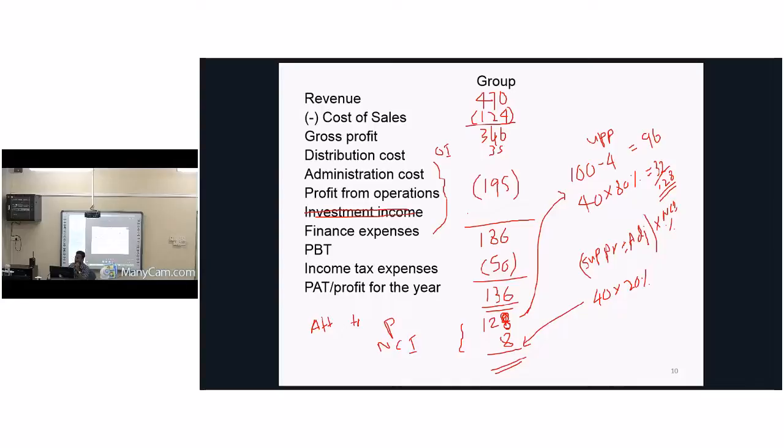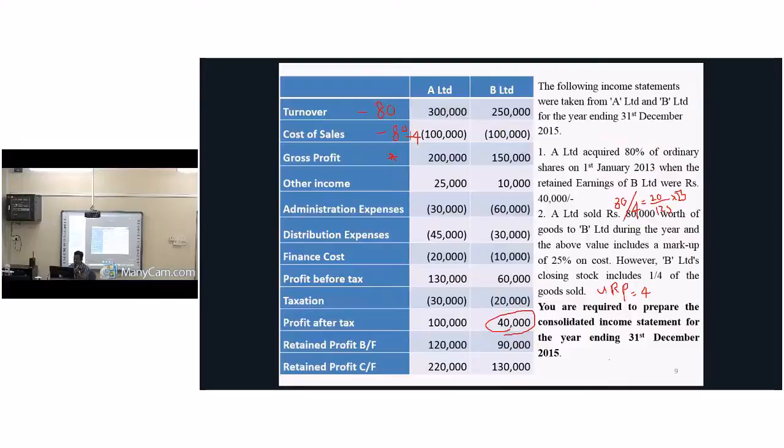So from this question, what we learn is how to incorporate intercompany sales and unrealized profit into the income statement. From each question I try to add only one point, if you can remember. Only one point. Most people do not take it.